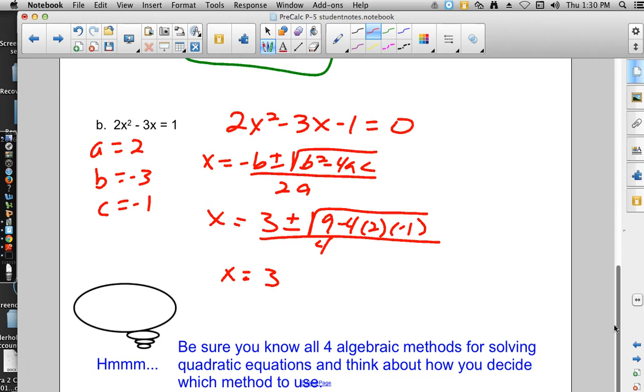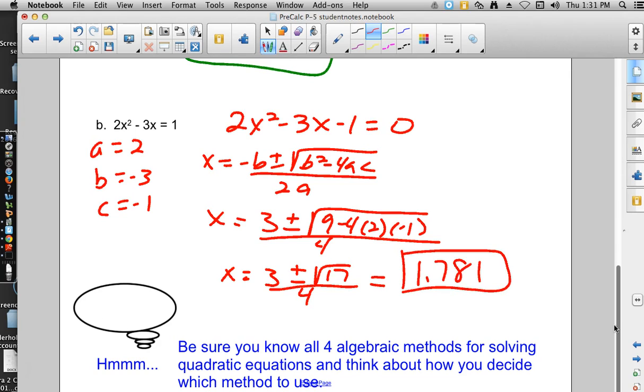So x equals 3 plus or minus, well, this will actually be 9 plus 8, the square root of 17, over 4. And then again, this would be something we would just punch in. And rather than go through and punch it all in again, you could certainly do that. We get 1.781. And we get negative 0.281.